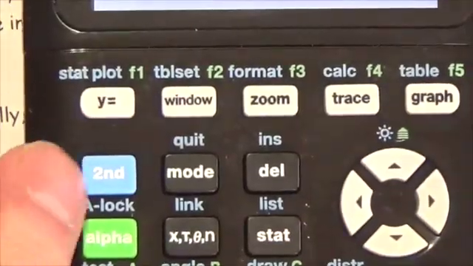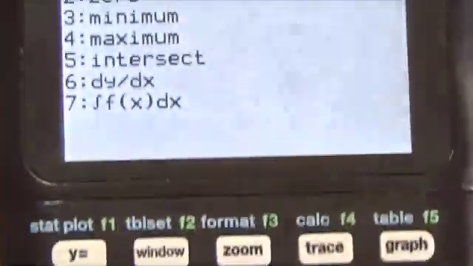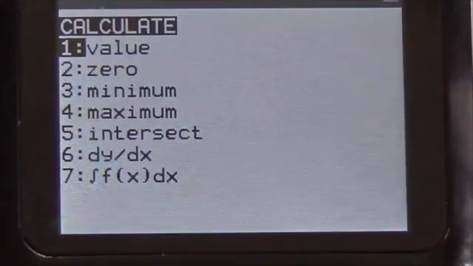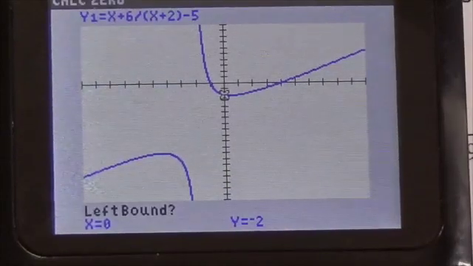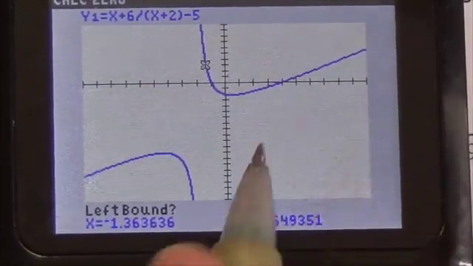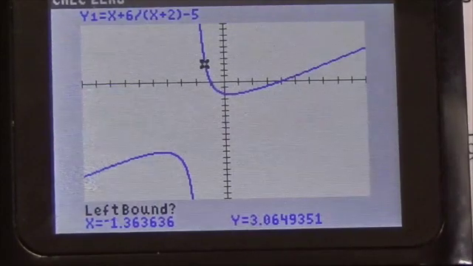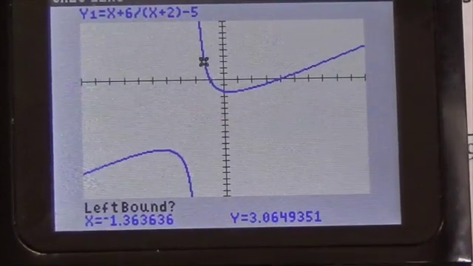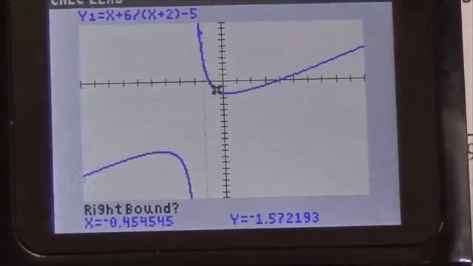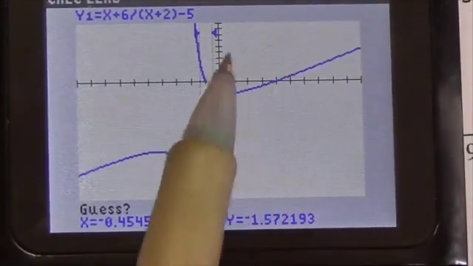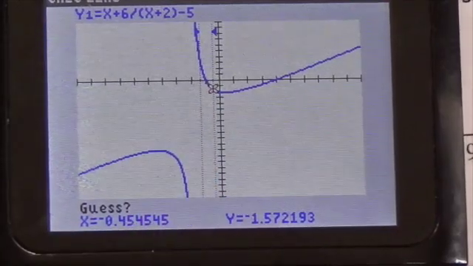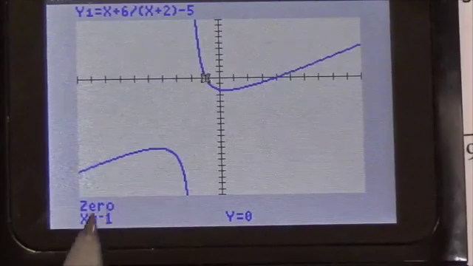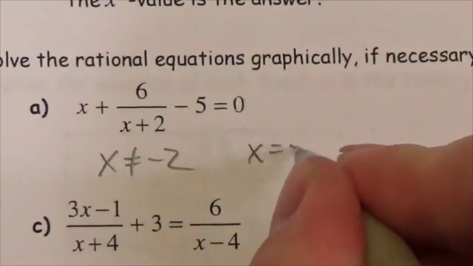So now to find those, I'll press second trace, which takes me into this calc menu, and I'm going to look for the 0. Okay, the 0 of the function, where the y coordinate is equal to 0. Now I move my cursor, first of all, just to the left. Don't use the up and down arrows, just use the left and right arrows. I move it to the left of my 0, press enter. Move my cursor to the right of that 0, press enter. I get these two little triangles up here. My x-intercept should be between those two. Press enter to get past the guess. And I'm getting a 0 at -1. So one of my answers here is x equals -1.